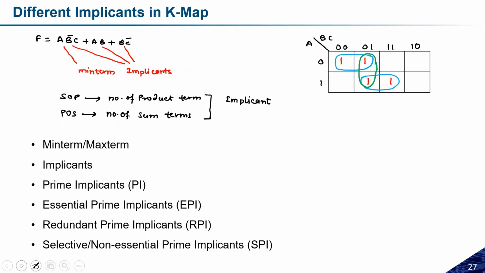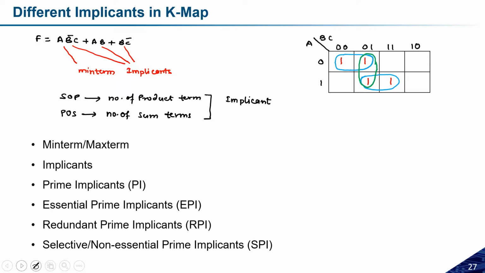These kinds of prime implicants are called selective prime implicants. We can also call them the non-essential prime implicants. The important thing is, I will give you the example. Prime implicants are the blue and gray parts, the essential prime implicant is only the blue part, and the redundant prime implicant is only the green part. Perfect, absolutely correct.